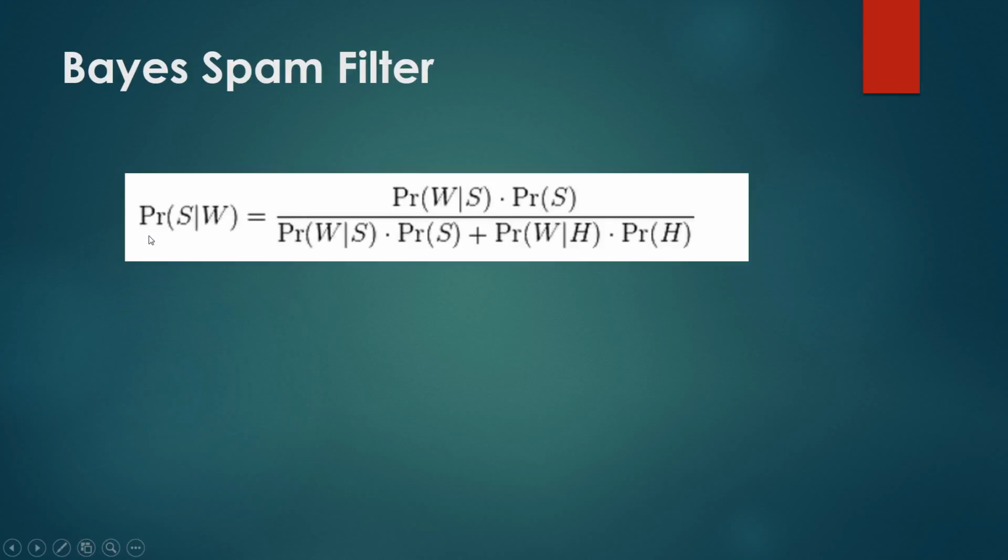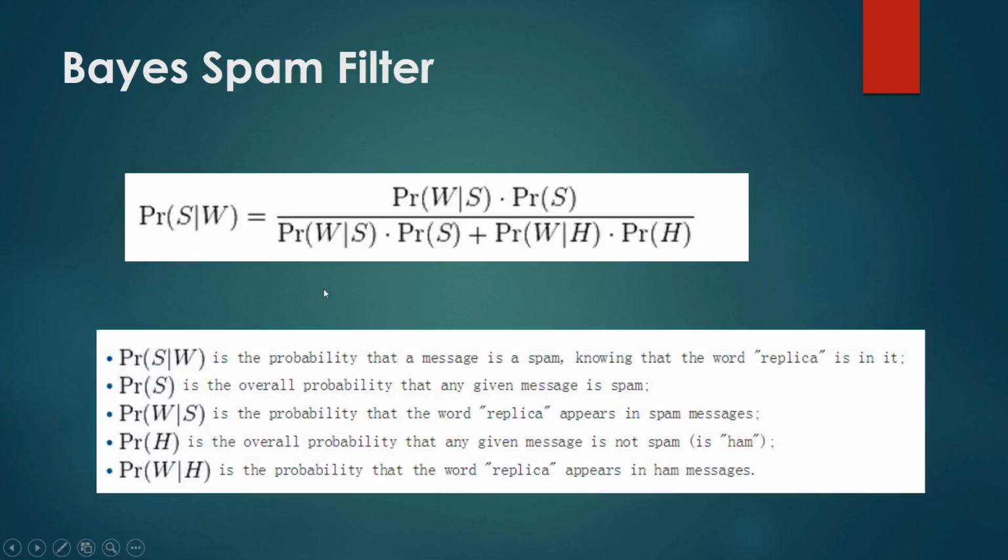Here, P(S|W) means the probability of S happening when W happened. We can see this is defined by this formula. P(S|W) is the probability that a message is spam, knowing that the word "replica" is in it.